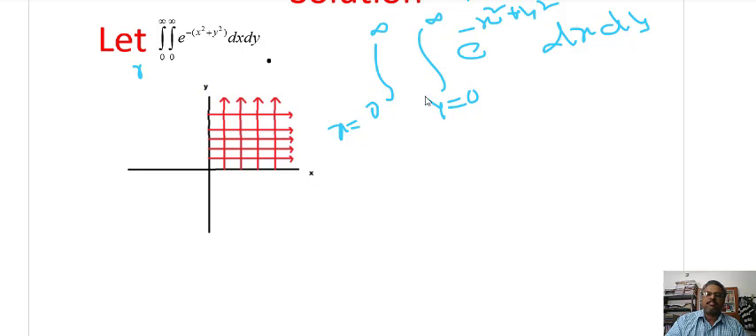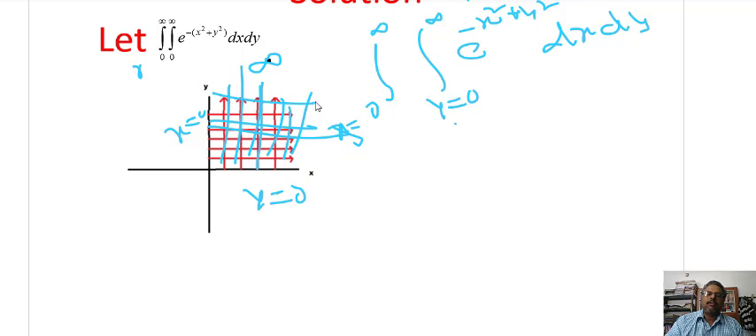Okay. Now what about the region? This is the x-axis, this is the y-axis. y is 0 to infinity, which is nothing but this line. y equals 0 is nothing but the x-axis, this is y equals 0, 0 to infinity. Now again x equals 0 to infinity. x equals 0 means the y-axis. So what about the region? Totally the first quadrant. The first quadrant is our region R. This is our region R.